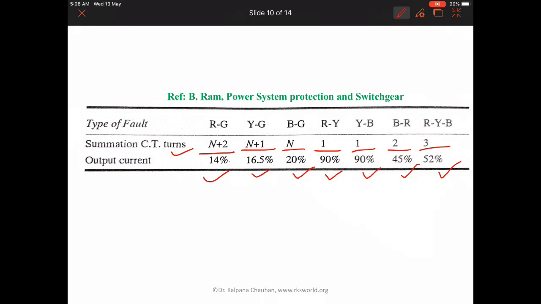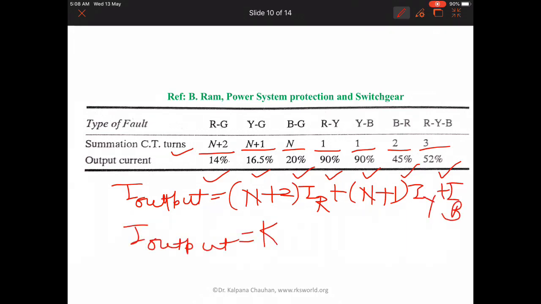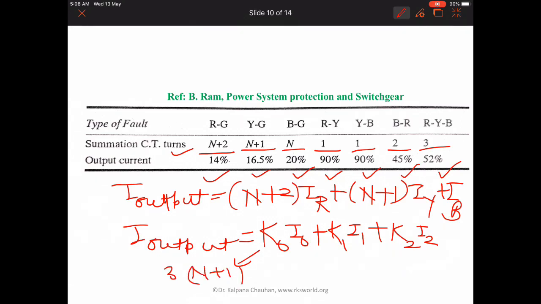The output of a summation CT is in the form of current and is given as n plus 2 IR plus n plus 1 IY plus IB, which can be written in the form K0 I0 plus K1 I1 plus K2 I2. Here K0 is 3 n plus 1, K1 is 2 plus a square and K2 is 2 plus a.